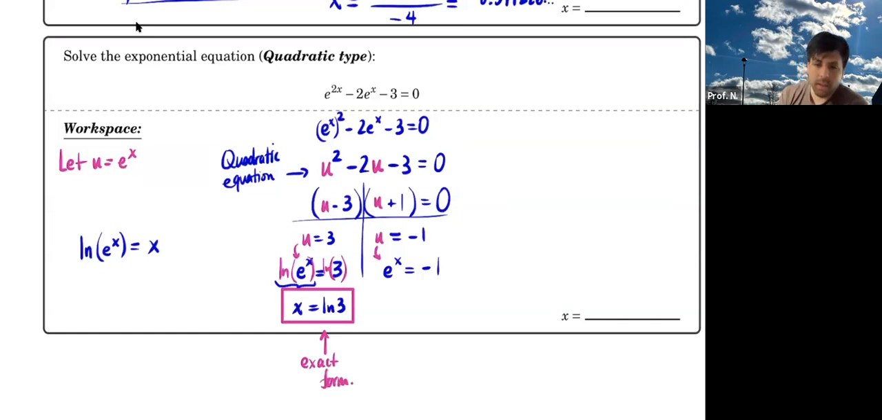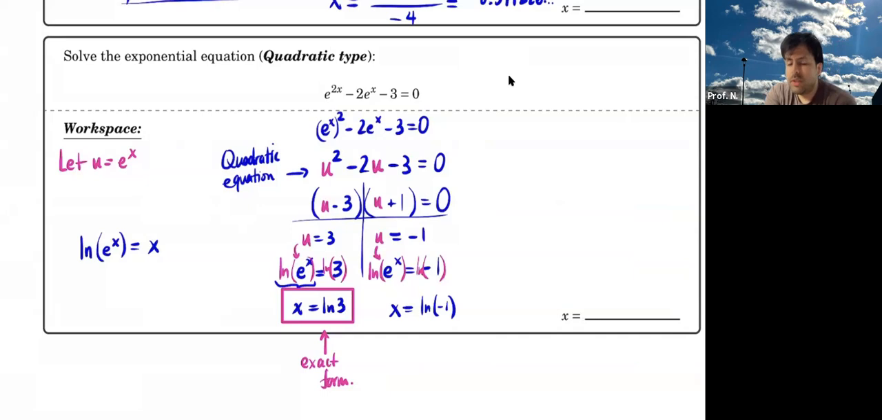Now let's look at the next equation here. I do the same exact thing, don't I? I apply ln. But then what happens when I do that? What's ln of -1? Does anybody know what ln of -1 is? Well, if you plug in your calculator, what happens to your calculator?